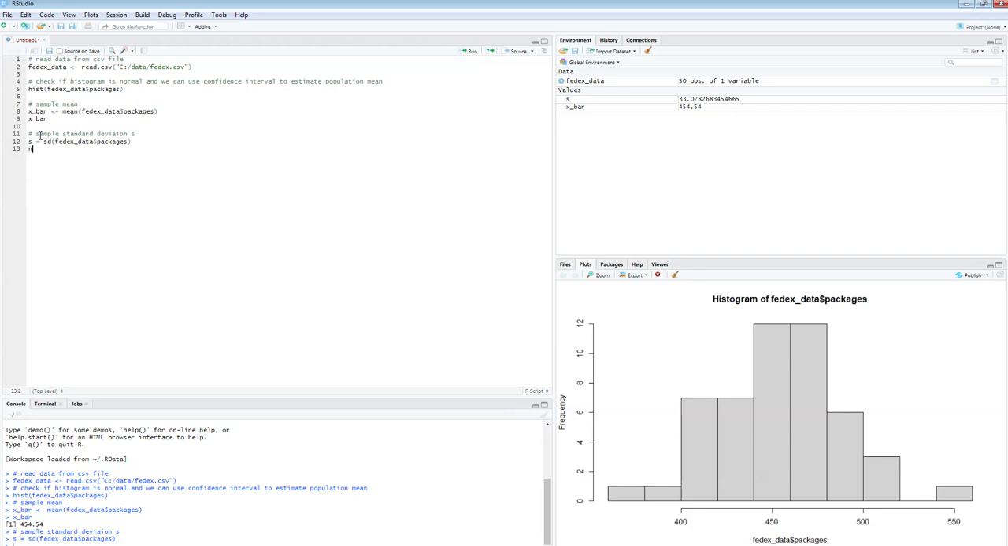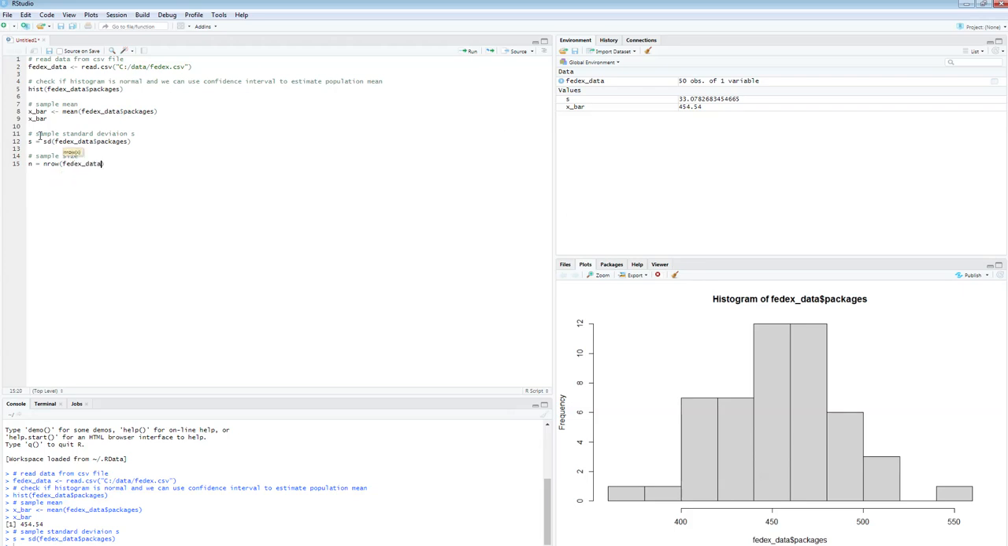And the next one is n, right? So I'm going to calculate sample size, okay? And if you remember, little n is the letter that we use for that. How do I calculate sample size? It's simply the number of records in my data set. I told you that I can find out how many records by just running the function nrow, number of rows. Same thing, right?